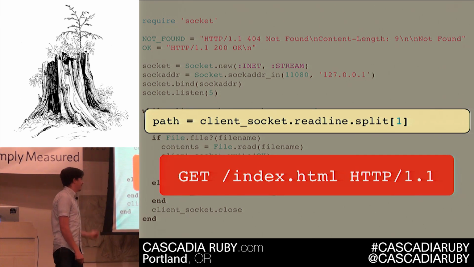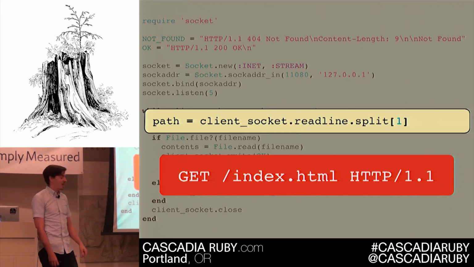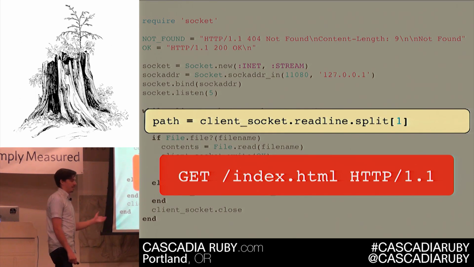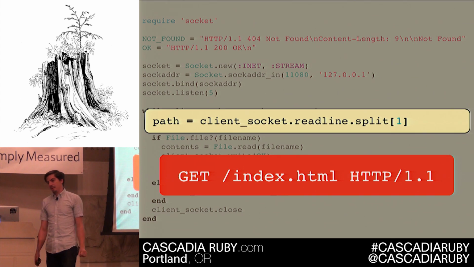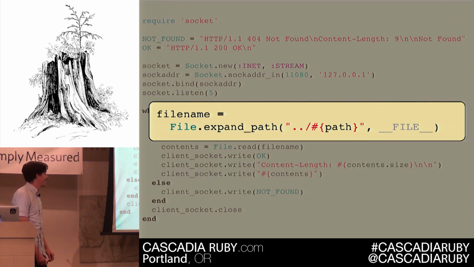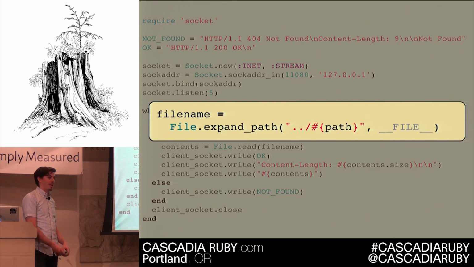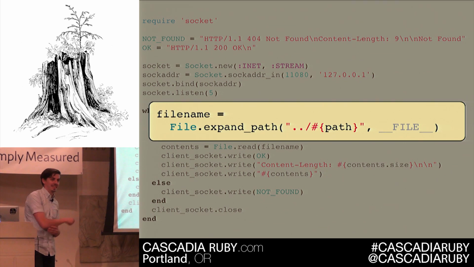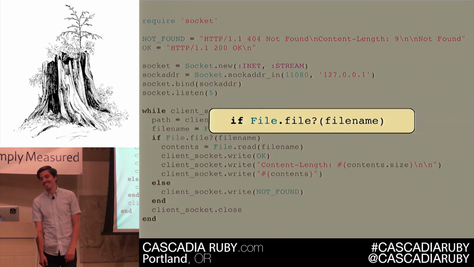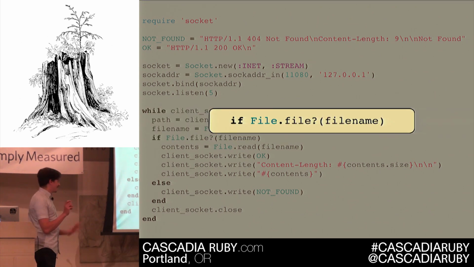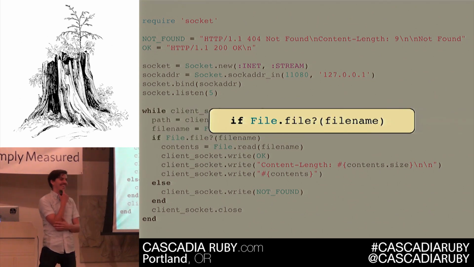If you remember, this is the first line of the HTTP request. So you can see I'm just taking the first line, splitting it on spaces, and taking the second one, which happens to be the path. We take an expand path from the current file directory, the path that we pass in, and grab it. Like I said, a couple of security holes, maybe.